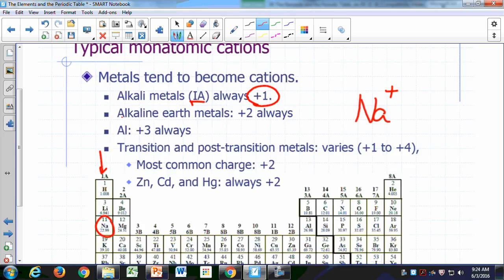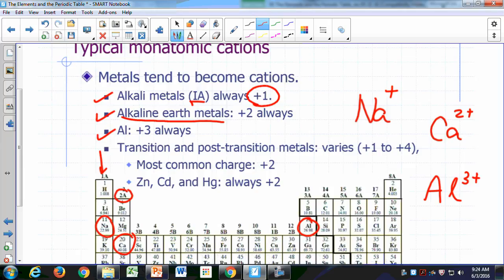The alkaline earth metals, group 2A, if they exist as ions in nature, will have a charge of +2. For example, calcium. If I say calcium ion, you know because it belongs to group 2A that it has a charge of +2. Aluminum ion in nature is always +3. You're not going to see aluminum +2 or aluminum +1, and you're not going to see calcium +1. These are patterns that you need to remember.